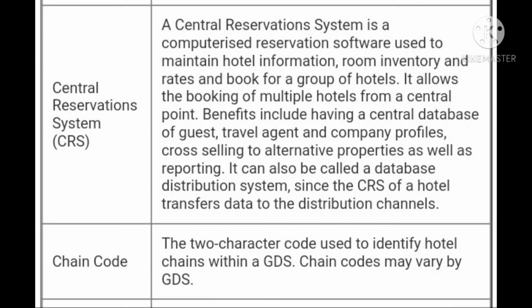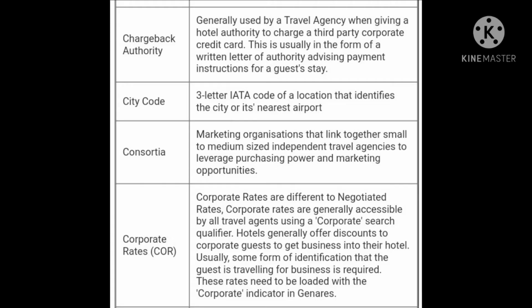Benefits include having a central database of guests, travel agent and company profiles, cross-selling to alternative properties as well as reporting. It can also be called a database distribution system, since the CRS of a hotel transfers data to the distribution channels. Next is the chain code, the two-character code used to identify hotel chains within a GDS. Chain codes may vary by GDS.